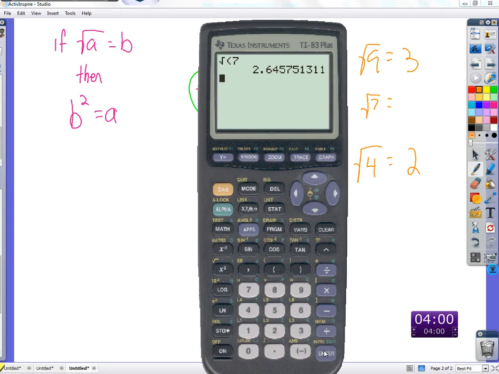it's 2.645. And the thing about this is, this decimal number will go on forever and ever and never end. It could be a job for the rest of your life to just keep finding more digits for the square root of 7. And what's even more difficult is that there's no pattern. Like, you'll never find a repeating pattern that will finish out the rest of the decimal. Okay.